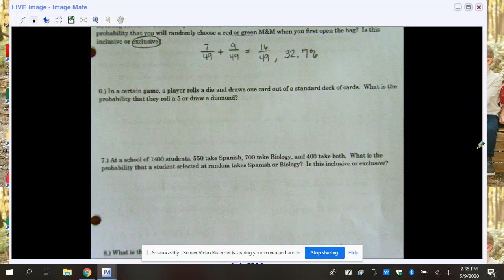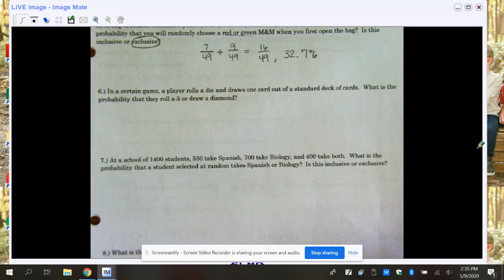Next question says, in a certain game, a player rolls a die and draws 1 card out of a standard deck of cards. What is the probability that they roll a 5 or draw a diamond? Again, these are 2 completely different things. I'm looking at a die and a diamond. So no overlap's going to happen here.